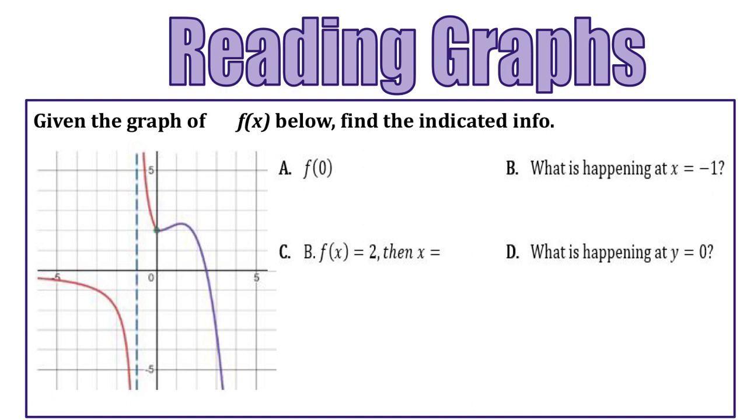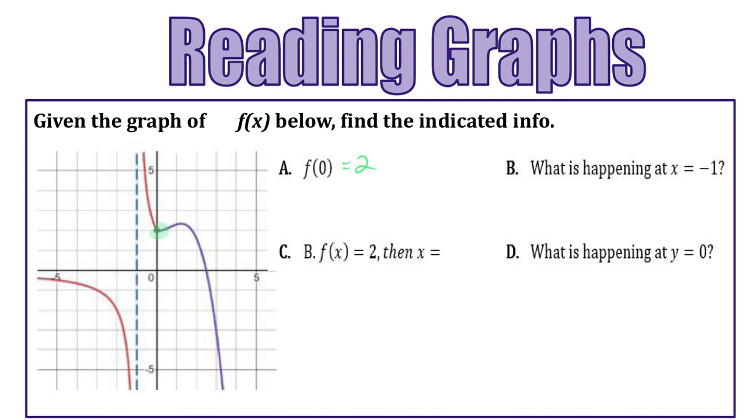So go ahead and pause the video, see which of those 4, or maybe all of them, you can do on your own, and then unpause the video and see how you did. All right, f of 0 is simply asking us what is the value of the function when x is equal to 0, and we can see from the graph that the output is 2.